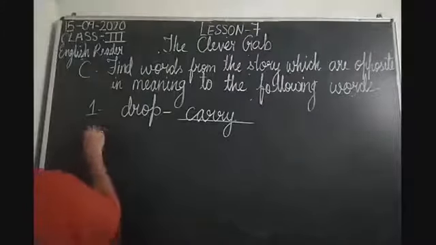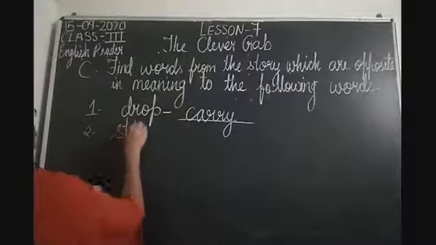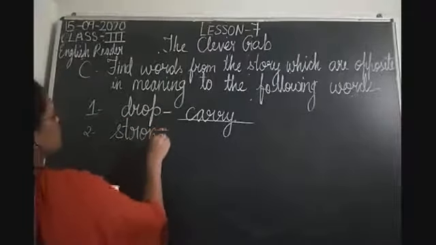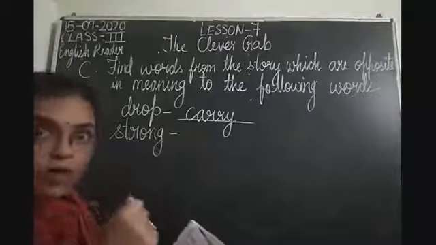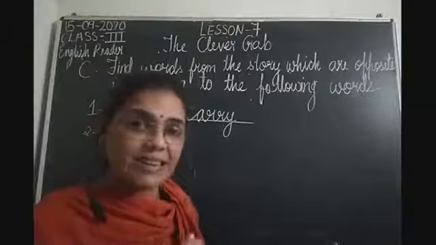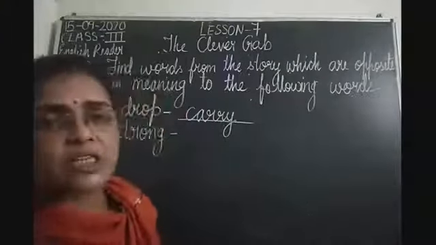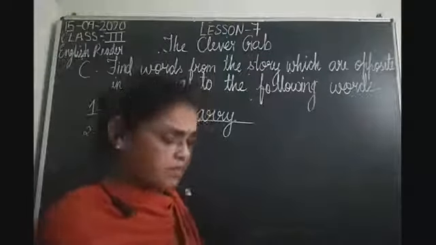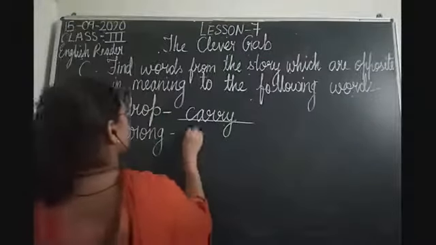Then the second word is strong. Strong, one who has got lot of strength. And the opposite of strong, the word from the story is weak.